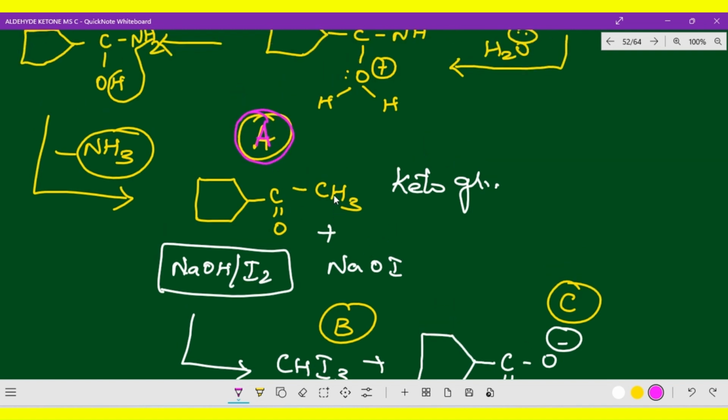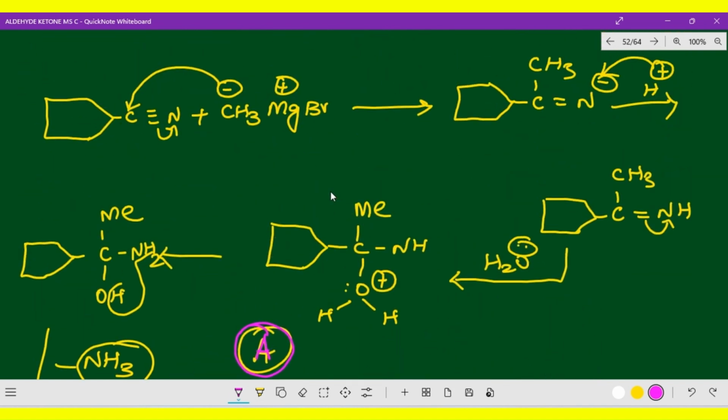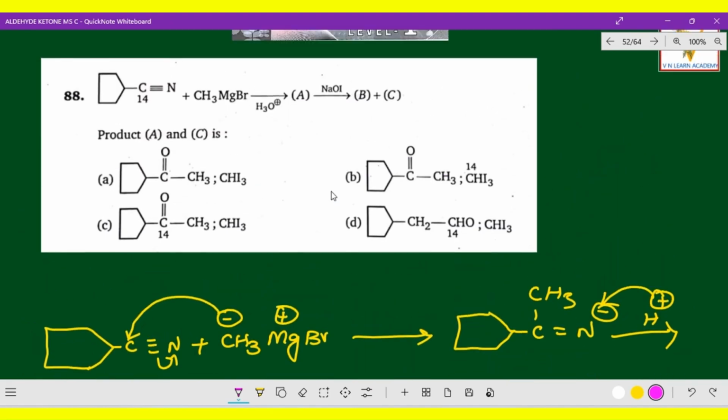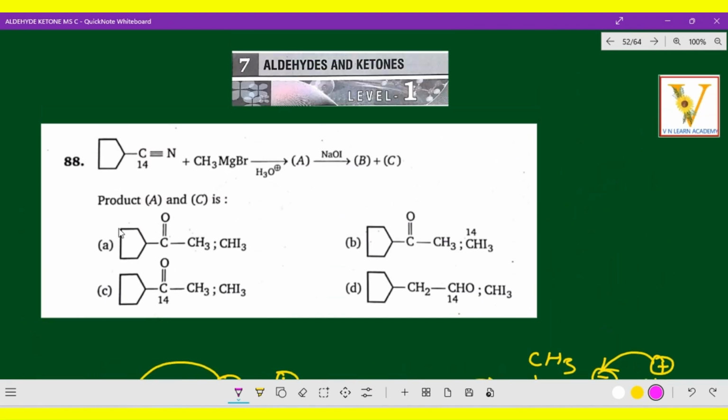So indirectly, as we observe the question, somehow we'll get that idea, if you are thorough in your concept. So compound A is a keto group. Compound C is CHI3, the iodoform. Right, now which is the correct option? Option A, yes, of course, option A is correct. Yes, iodoform.